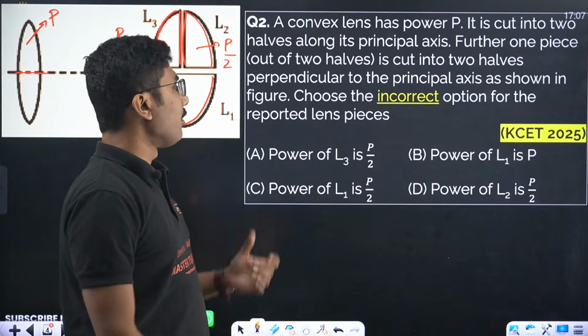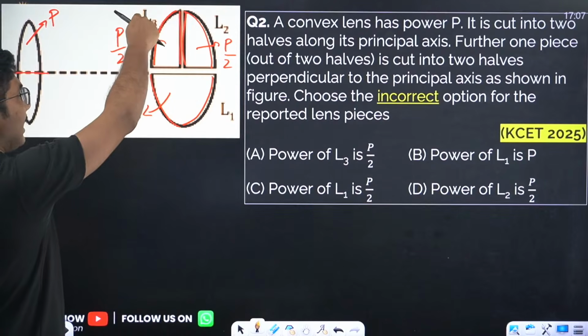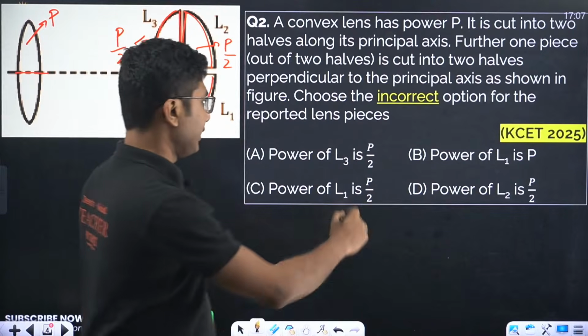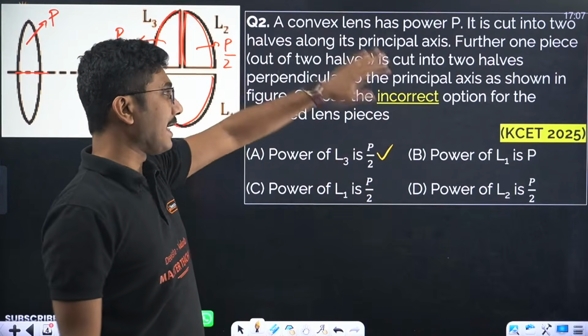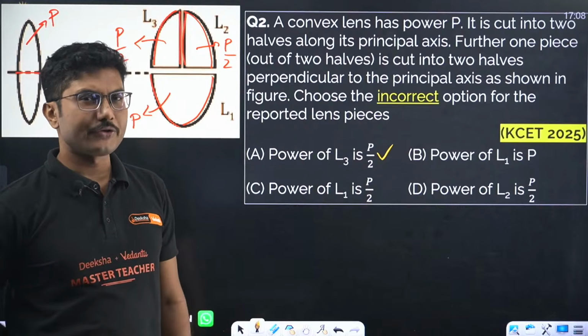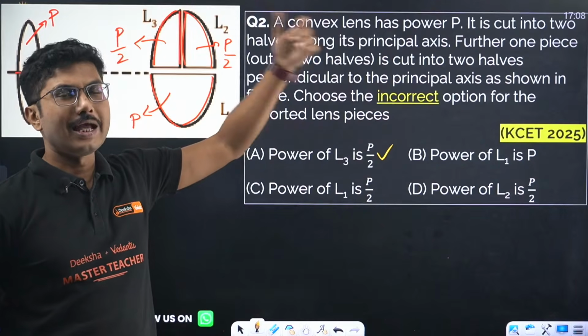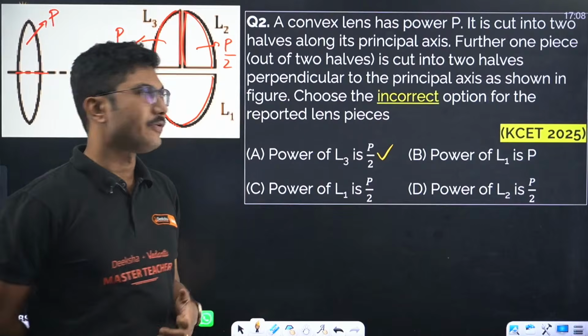So power of lens L3 is P by 2. Power of lens L3 is P by 2 is a correct statement. Okay, this is a correct statement. They ask you for the incorrect statement. I have highlighted this, but in the exam you have to make sure you read the question properly and understand. Incorrect, wrong, false, they can sometimes be tricky.